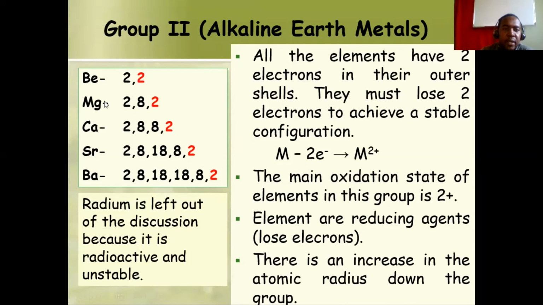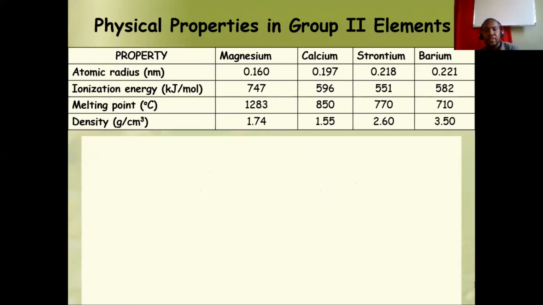All right, so this gives us some physical characteristics of each element. We notice from magnesium going down to barium, their atomic radius or radii increases. Your ionization energy decreases. So let's look at the ionization energy. What exactly is this ionization energy?